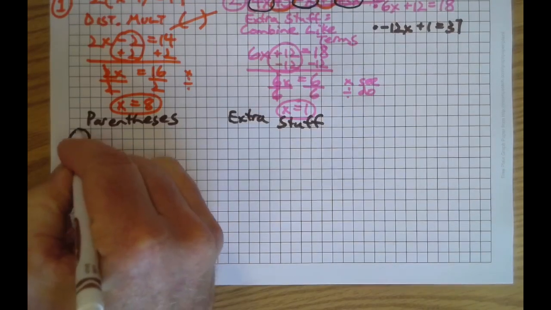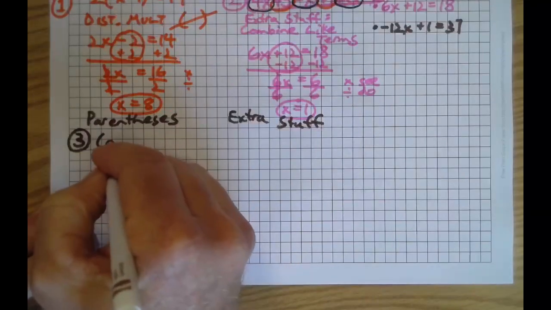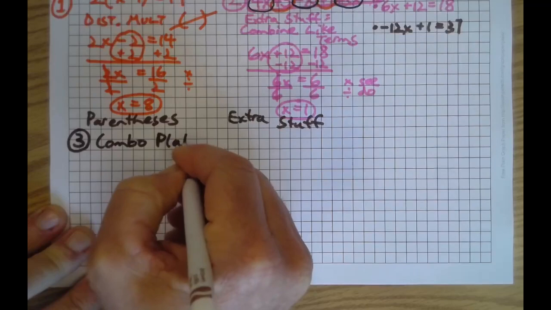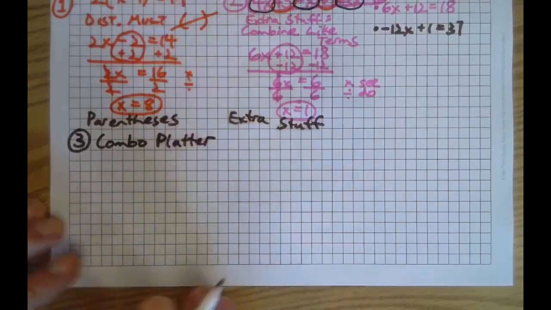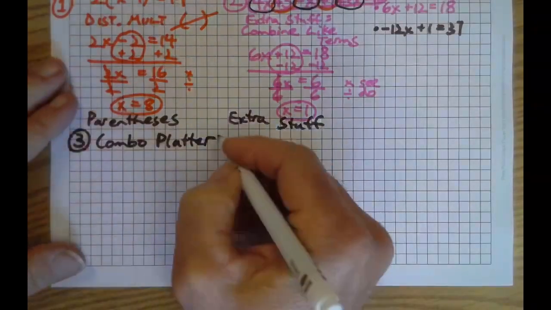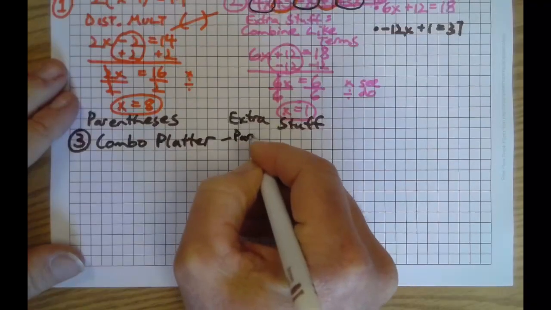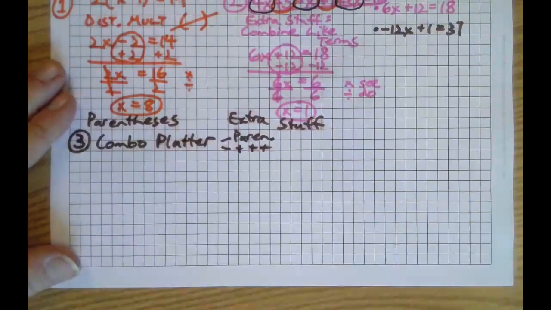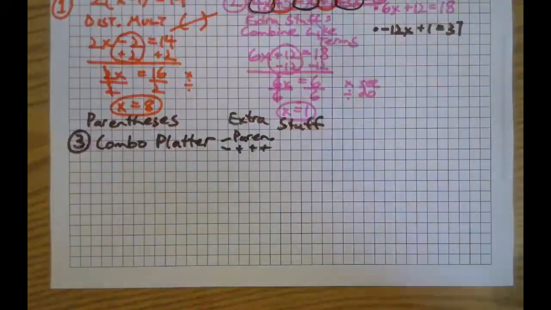Well, it's the combo platter. You probably already guessed that. Who knows? But that's when we have both parentheses and extra stuff. Here's what I mean by that.